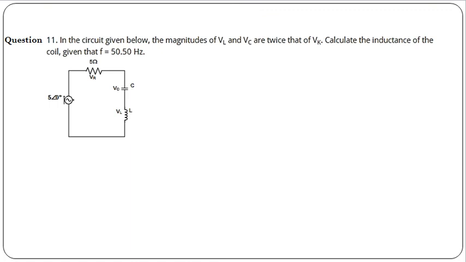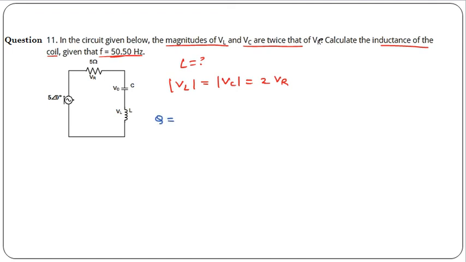Next question is, in the circuit given below, the magnitude of VL and VC are twice that of VR, that is, the voltage across the resistance. Okay, this is VR, so this is a correction. Then we have to calculate the inductance of the coil given that the frequency is 50.50. So we have to calculate the L value, and it is also given that the magnitude of the voltage across the inductor, VL, and VC is twice that of the voltage across the resistance. So we have to calculate the inductance value.